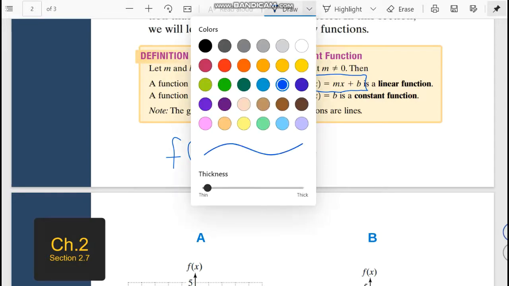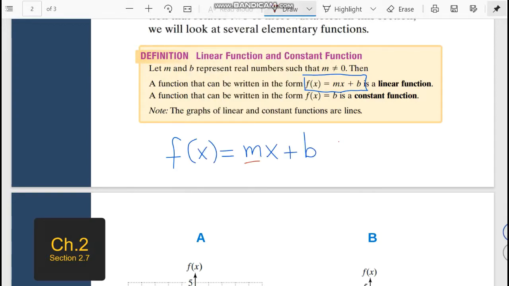Does this bring any memories to you? And this is the slope. This is the y-intercept. This is the slope-intercept form. This is the slope-intercept form, remember?